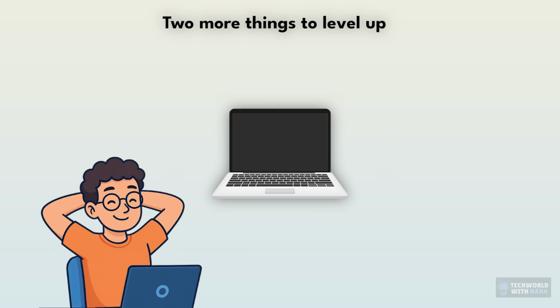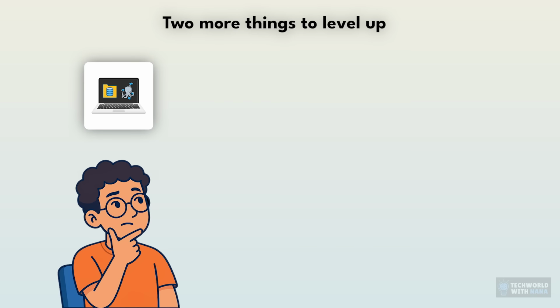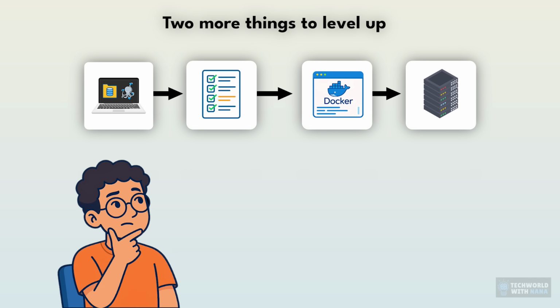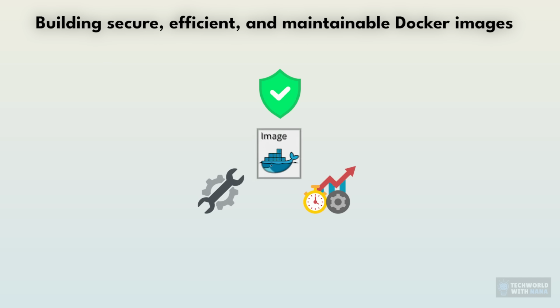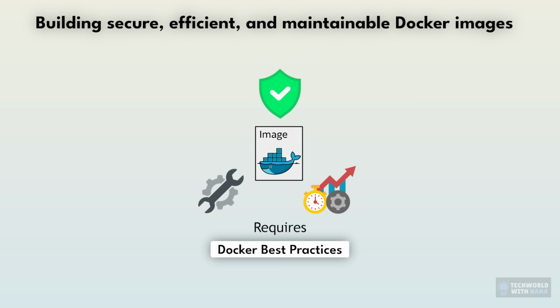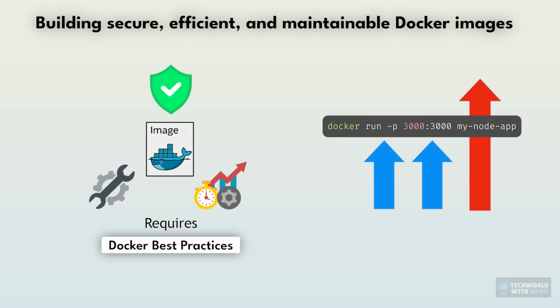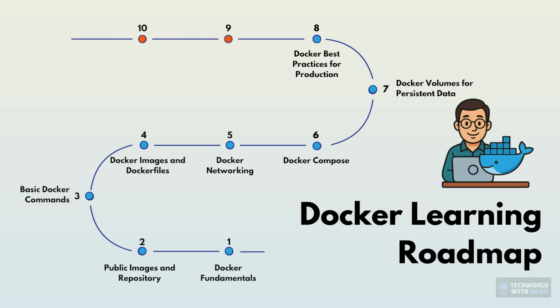Because as we become comfortable with Docker local development, using all these concepts of volumes, Docker Compose, and so on, you will need to start thinking about how to properly prepare your Docker applications for production environments. Building secure, efficient and maintainable Docker images actually requires following best practices that usually go beyond just getting containers to run. So once you're comfortable with Docker, you can start focusing on learning these production best practices.